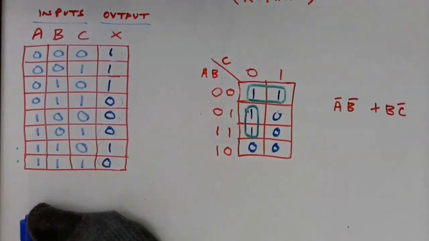Okay, I think that's enough examples for now. We'll probably get into some of the larger Kmaps in a bit.